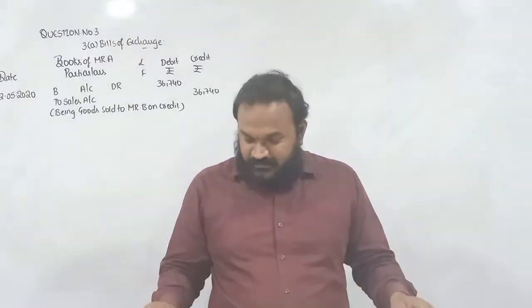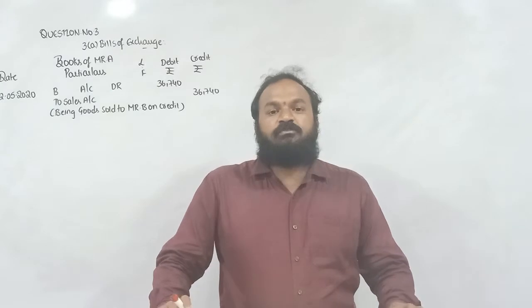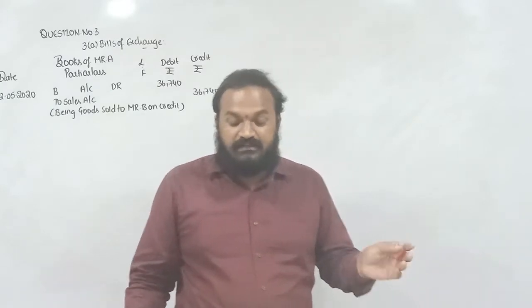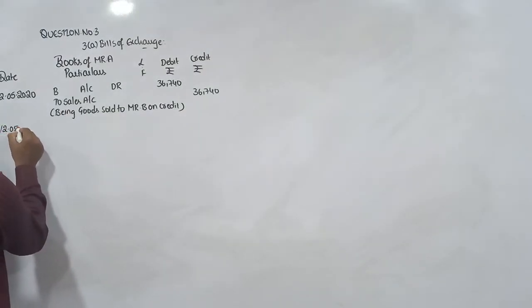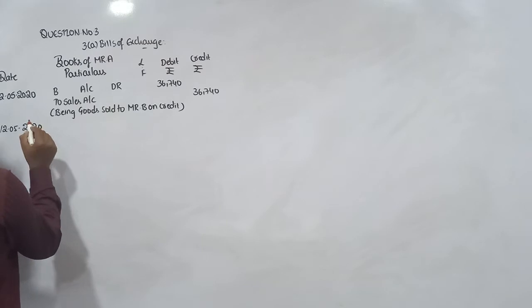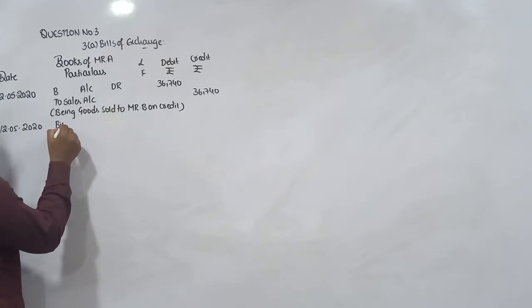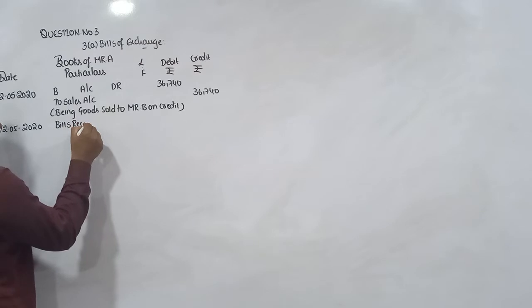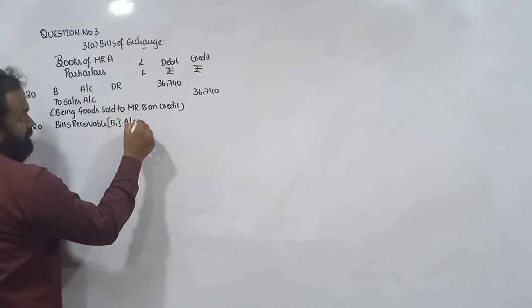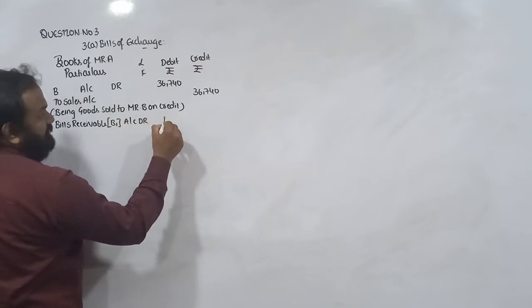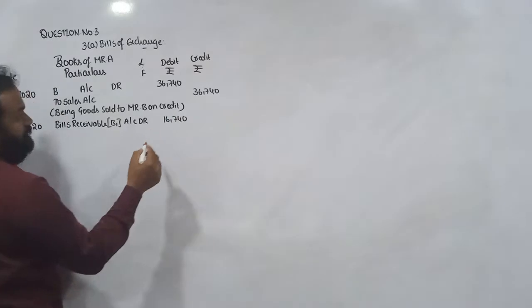Mr. B on credit. So A draws two bills of exchange on B. One is for 16,470 and the second one is for 20,000. Both bills are accepted by B and returned to A. What is the journal entry for the bills drawn, accepted and received? Same date, bills receivable, within brackets use the word B1 account debtor 16,740.